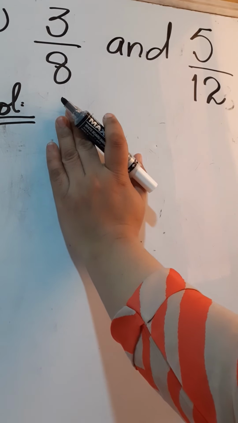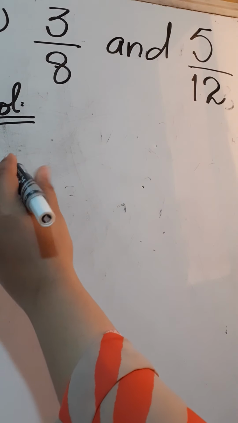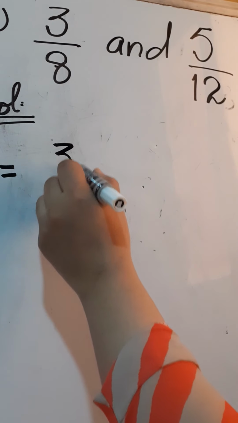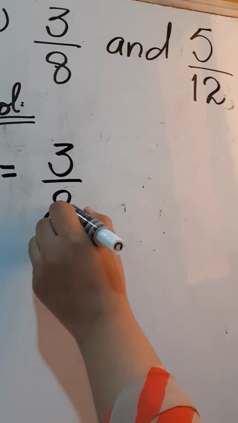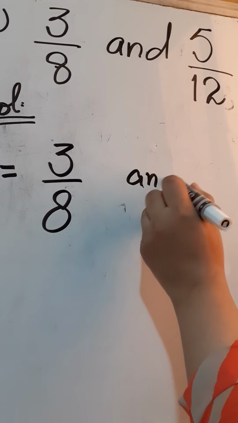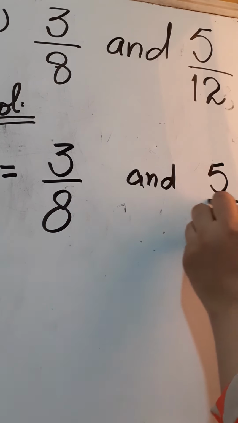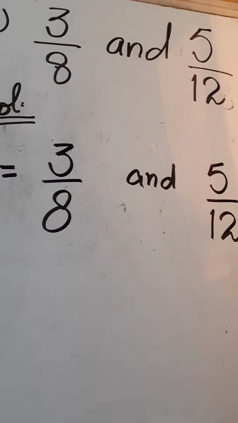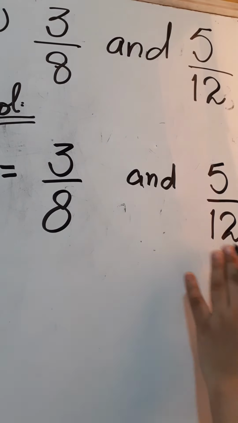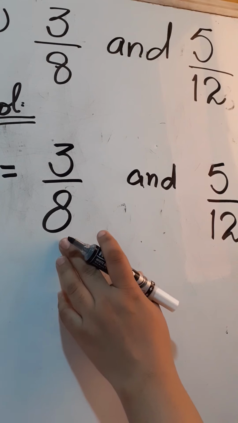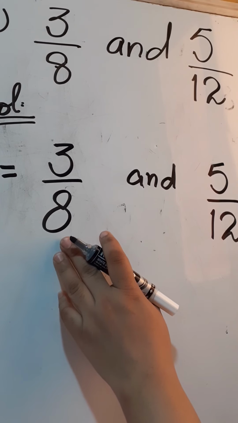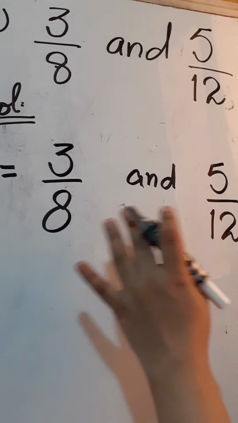What do we do? You check that 3 by 8. We write here 3 by 8, and 5 by 12. What is the common number between them? If we read the table of 8, any number comes the same.